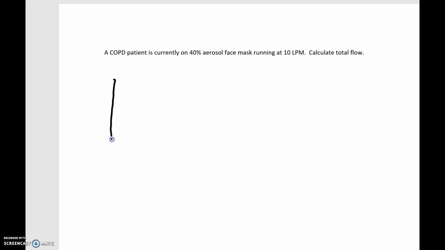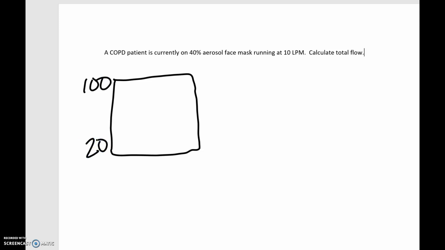So we're going to draw a box. We're going to put 100 over here and 20 over here. You can use 21 if you want to. I just use 20 because it's a little bit easier math. And then put the FiO2 in the middle, and this patient is on 40%. And then we just subtract 100 minus 40 is 60, and 40 minus 20 is 20.